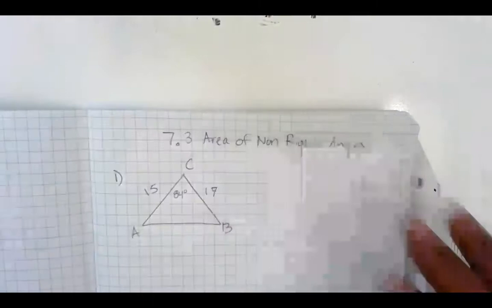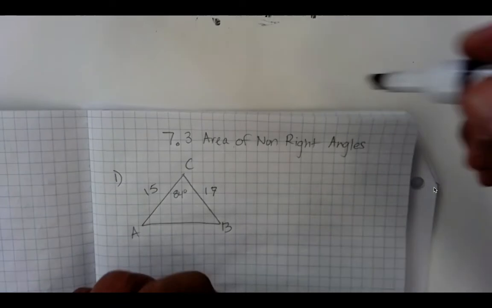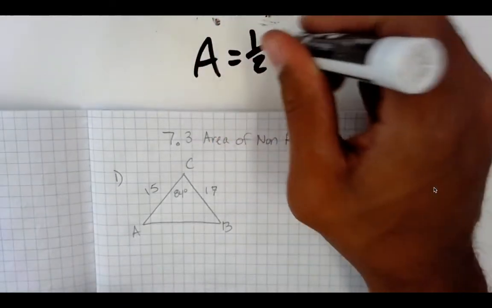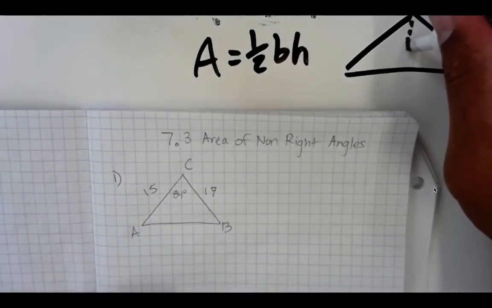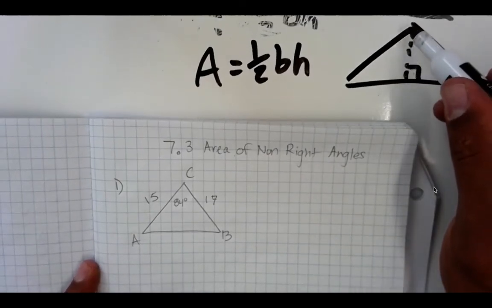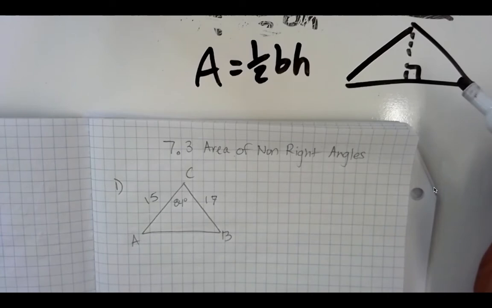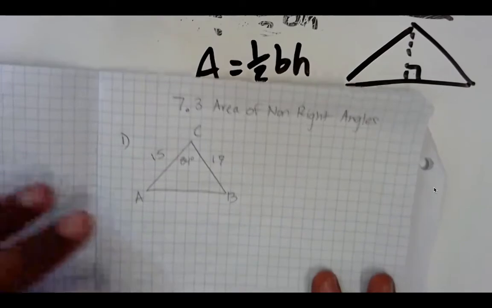All right, so area equals 1/2 base times height. That's if you know the height. Usually the height is shown by a little right angle, so you know it's directly from the top of the triangle straight to the bottom. But if you don't have the height, then you're going to have to figure out a different method. And that's what this is for.